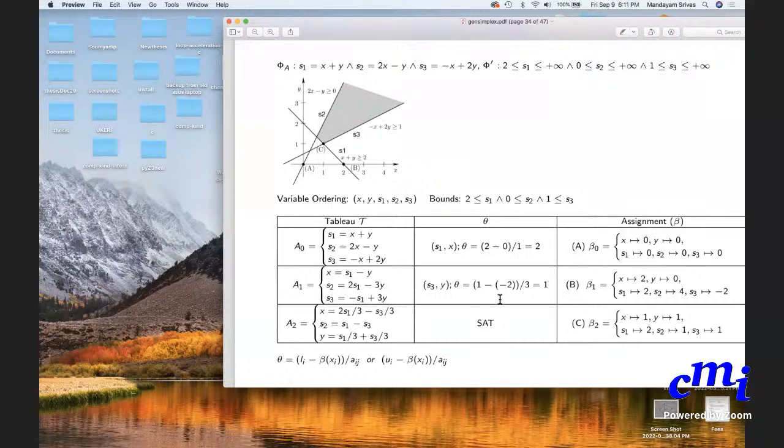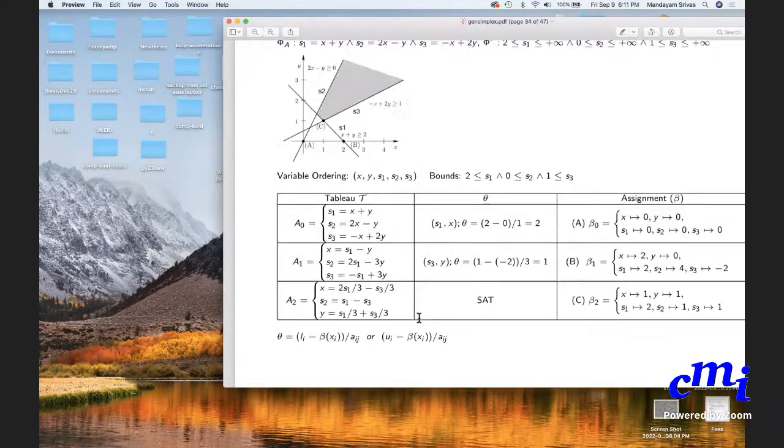after that pivot operation, y gets moved to the basic set, and there's no more violation on any of the basic variables, and so therefore the procedure stops.